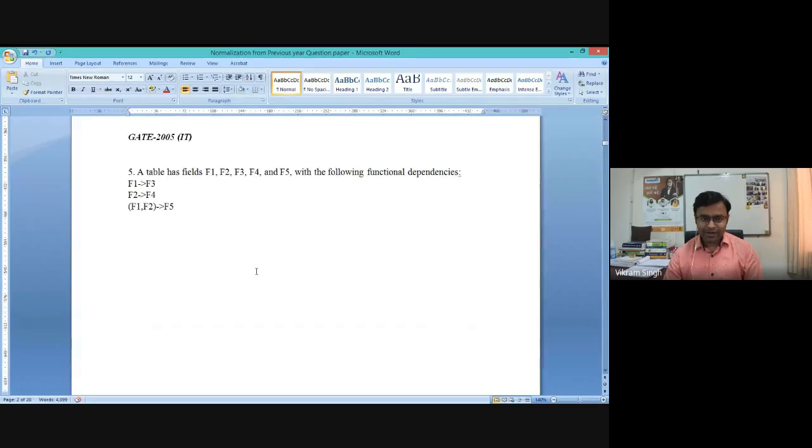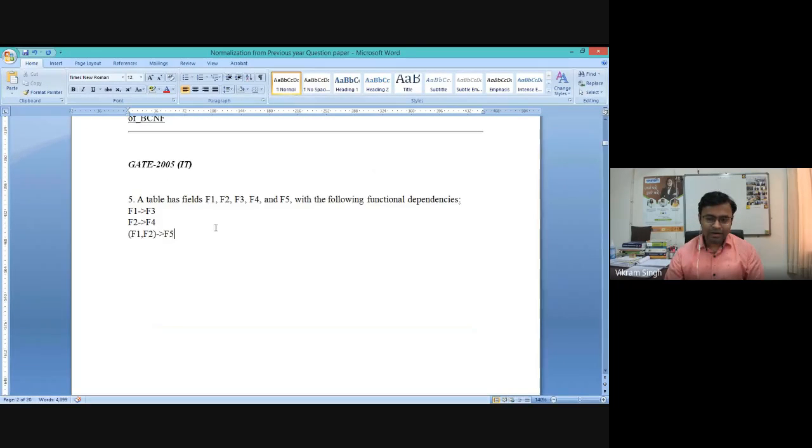So if you can see here, in a particular database table we have F1, 2, 3, 4, and 5. So we have 5 attributes in this database table. And based on some data instance, these 3 FDs have been derived: F1 determines F3, F2 determines F4, F1 and F2 combined determine F5. So these 3 FDs are identified.